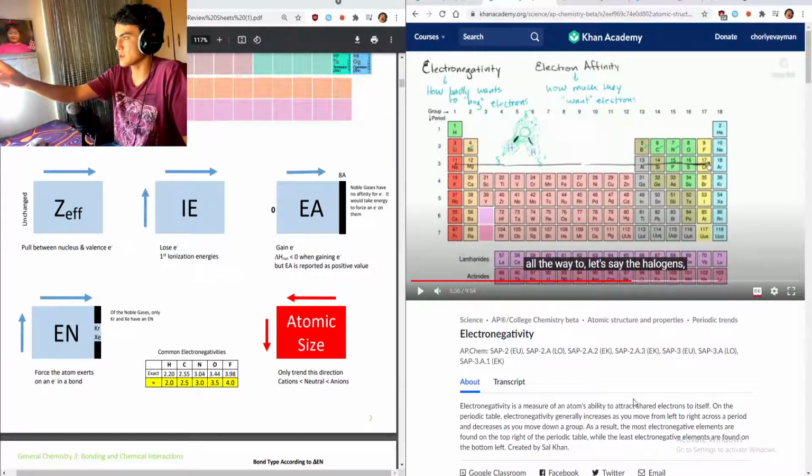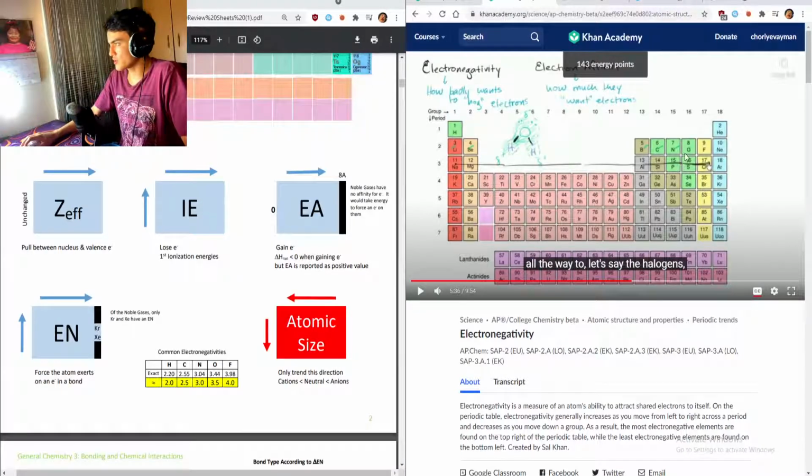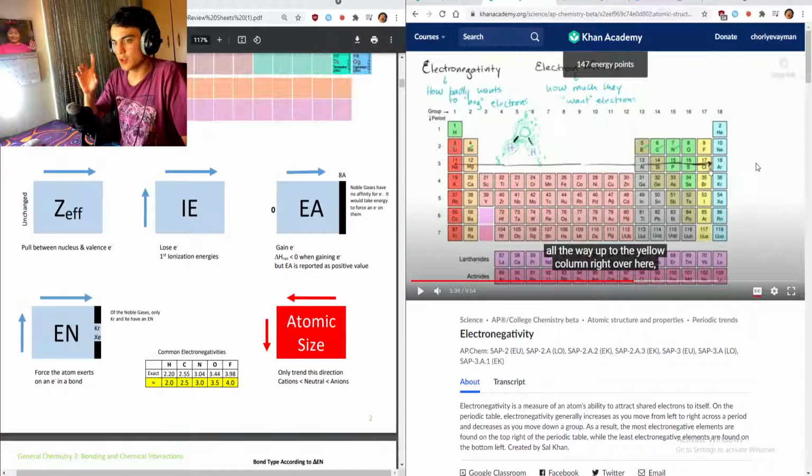Well, no, never mind. That's not a good example. Sulfur is close to getting a full octet, closer to it than Na, because Na has 1 valence electron. Let's say the halogens all the way up, and if it's increasing, the electronegativity is increasing as you're going across.